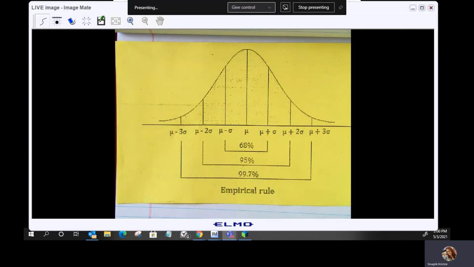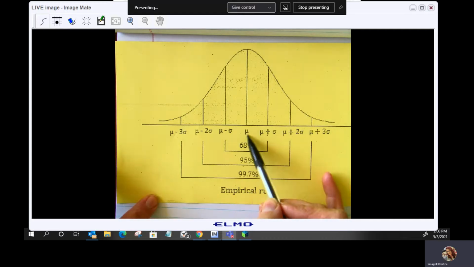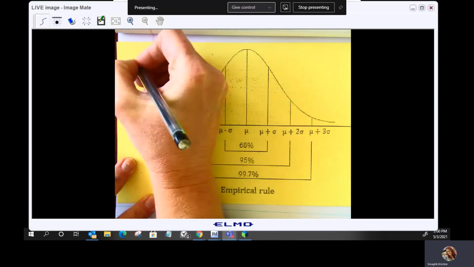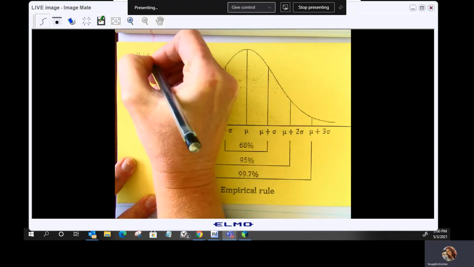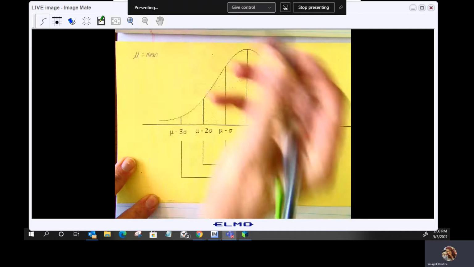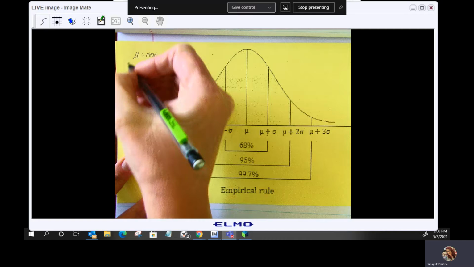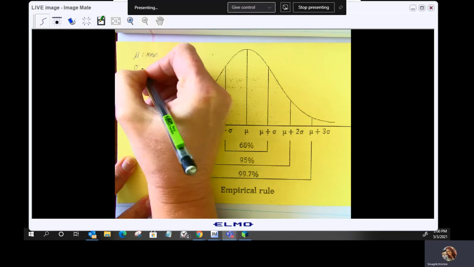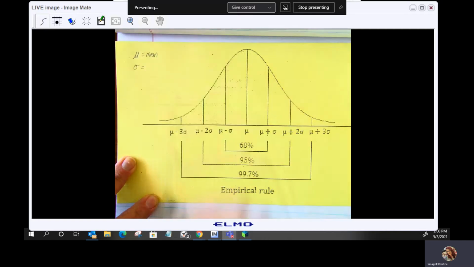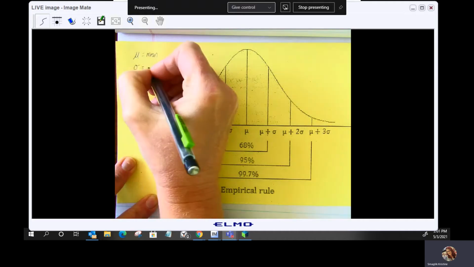So we have some new notation here. These are Greek letters. Right here, this guy here is mu, and that represents the mean. And I, for the life of me, cannot remember what this letter is called. I'm sure someday it'll come back to me. And that guy represents standard deviation.